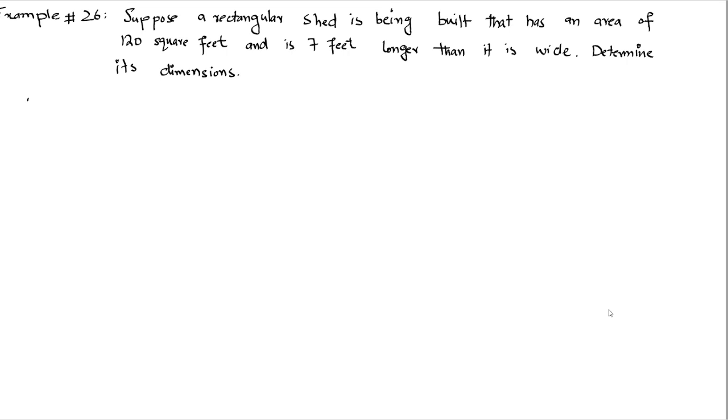In this session, we are going to solve a real life problem by using quadratic equation. So the problem is that we are going to build a shed with a total area of 120 square feet, and the length of the shed is 7 feet longer than its width. So we have to find its dimension.